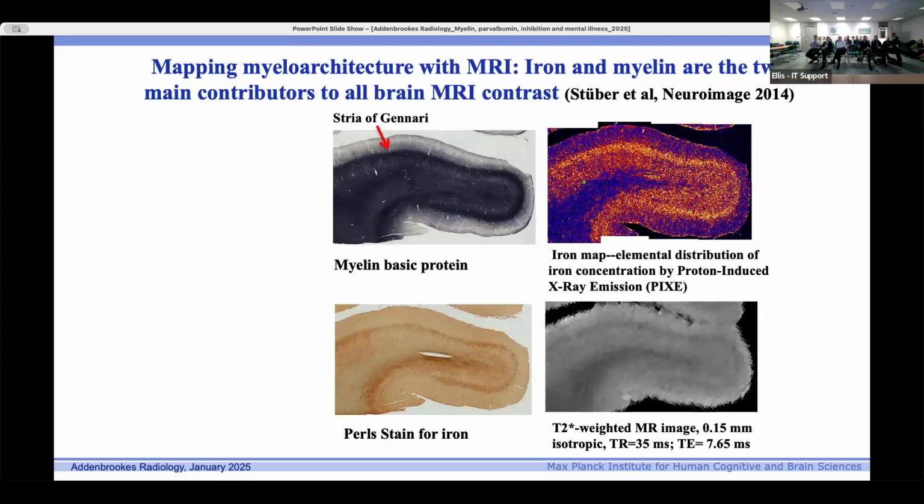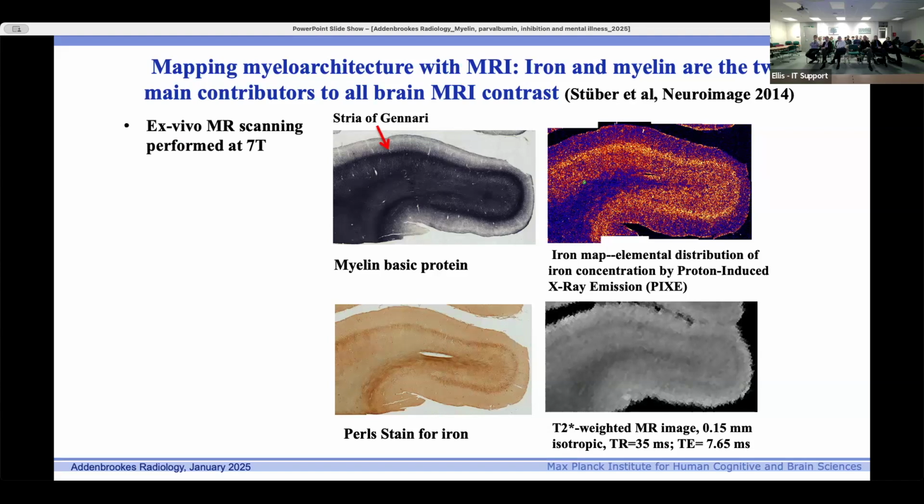But what do we get when we have myelin? Well, the question is, does T1 really give us myelin? And this is now a study which was done by my student Carsten Stüber and me and collaborators in my lab in Leipzig, which demonstrated that iron and myelin were the two main contributors to brain MRI contrast.